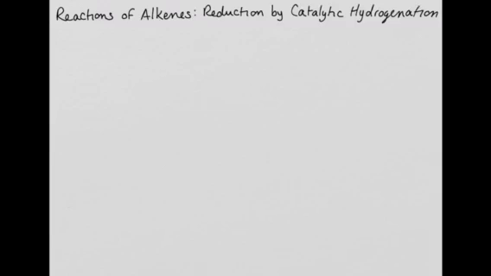The topic of this video will be catalytic hydrogenation of alkenes. This reaction is a reduction of the alkene, meaning that we add electrons to it. The general reaction looks like this. We add hydrogen gas across the alkene double bond. This requires a metal catalyst, typically platinum, palladium, or nickel, and results in the fully saturated alkane.